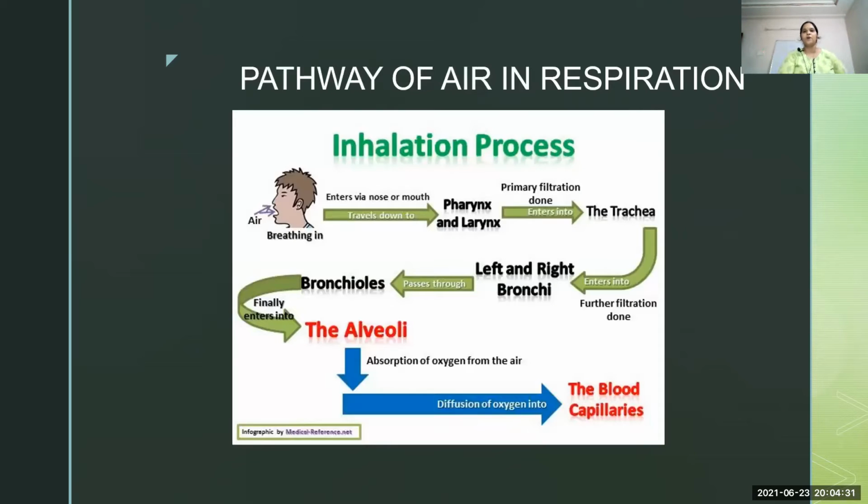Okay, coming to the pathway of air in respiration. The inhalation process involves air entering into the mouth and nose. From there, it enters into the pharynx, larynx, then trachea, then left and right bronchi, bronchioles, alveoli, and then directly into the blood capillaries, and then directly it enters into the blood. Then it is received by the red corpuscles or RBC cells.